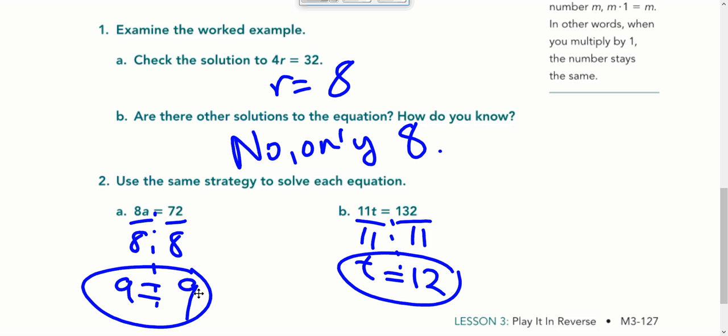So a equals 9. And again, how can I check? Put 9 in for a. 8 times 9 is in fact 72. So I can circle with confidence, I got it right.